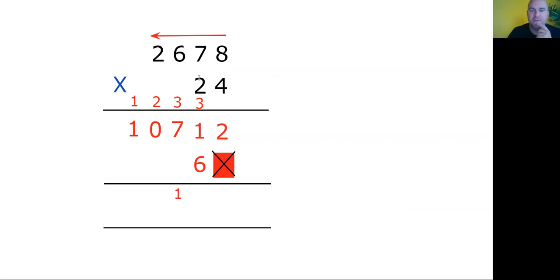2 times 7 is 14. Add the 1. I've got 5 there. That's 15. Like that. And I'm going to carry the 1. Again, under the line, so we don't get confused. There we go. 2 times 7, 14. Adding the 1, 15. 2 times 6, 12. Add the 1, 13. So I'm just going to add the 1.